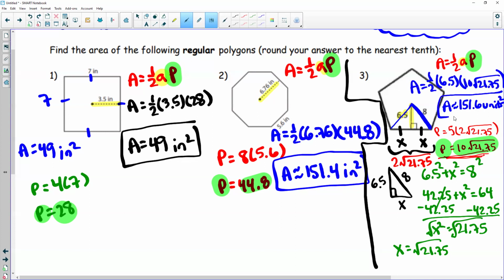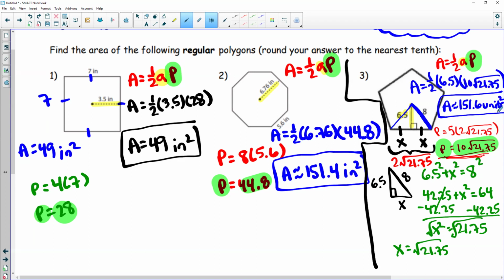So your area for number 3 is approximately 151.6 units squared. So we're running into the first instance where you're realizing that if they don't give you one of the side lengths, finding the perimeter becomes a lot more work than, let's say, for example, number one or number two on this slide.